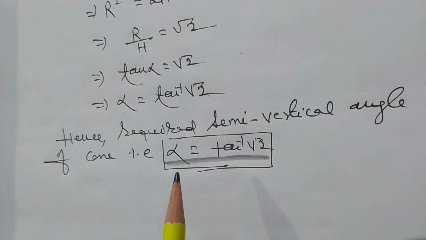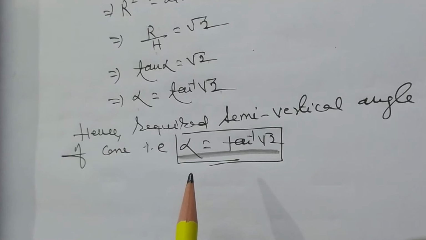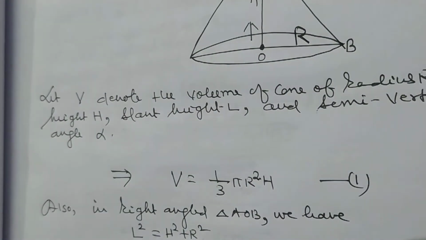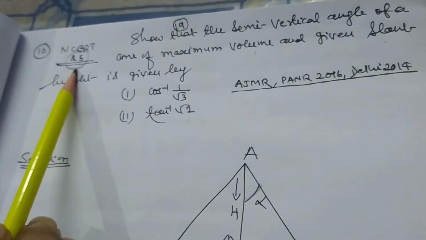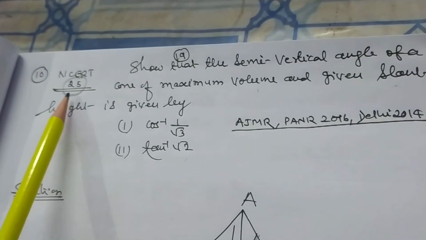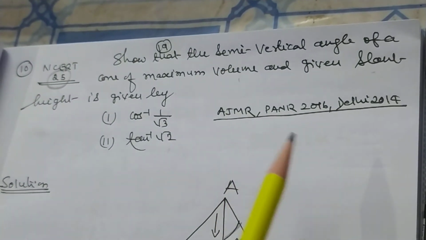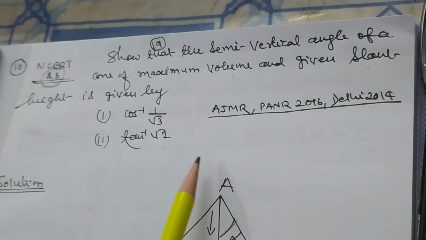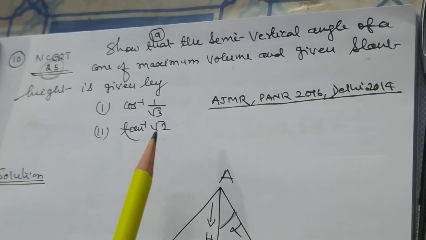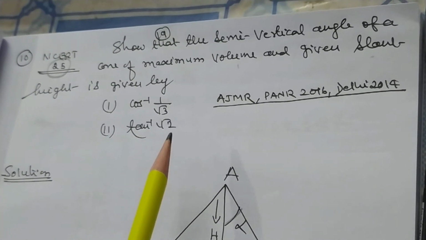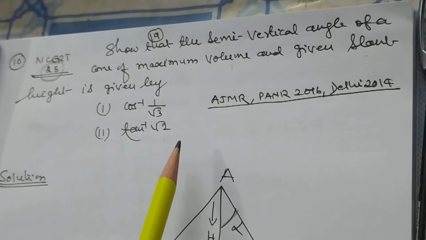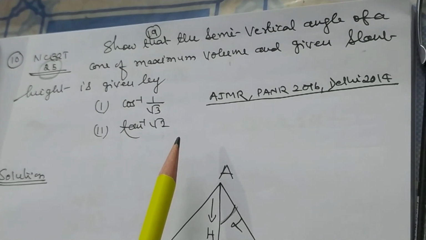In this way, we can solve the problem of NCERT, problem number 25. Now, my dear student, this problem was also asked in the board examination. So you must solve this problem 2 to 3 times so that you would be able to solve the problem in the board examination. Thank you very much.